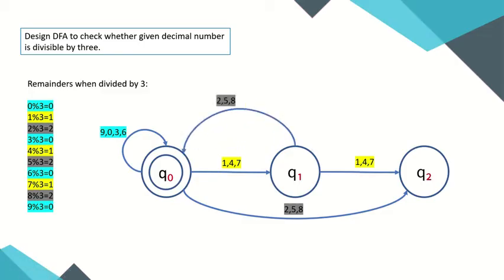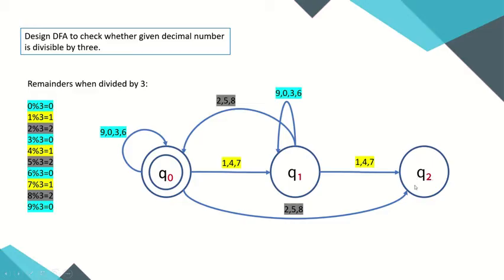Let us assume we are giving a number 19. 19 divided by 3 gives us the remainder 1. First we give 1 from the initial state Q0, then we reach Q1, and when we give 9 over here, that becomes 19. So the remainder is 1, which means it stays in Q1. So we are giving a self loop to Q1. We have given all the possible inputs for Q1, and let us now check for Q2.